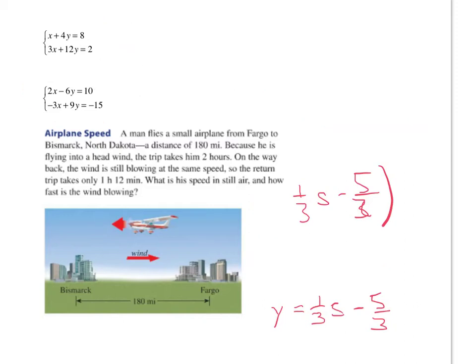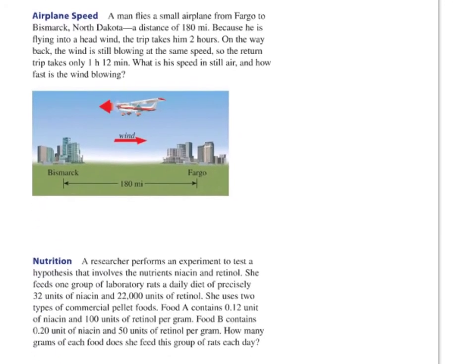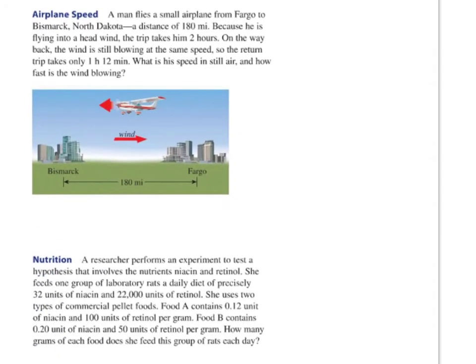So the next couple of problems are word problems that lead to systems of equations. So the first one has to do with a distance problem. So let's read the problem. A man flies a small airplane from Fargo to Bismarck, North Dakota, a distance of 180 miles.